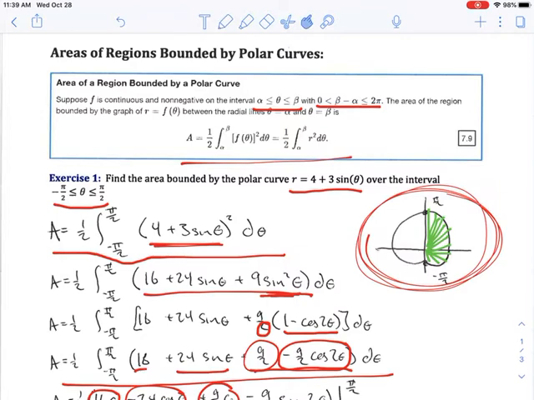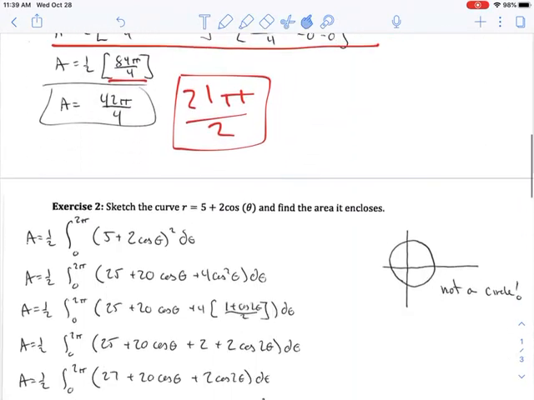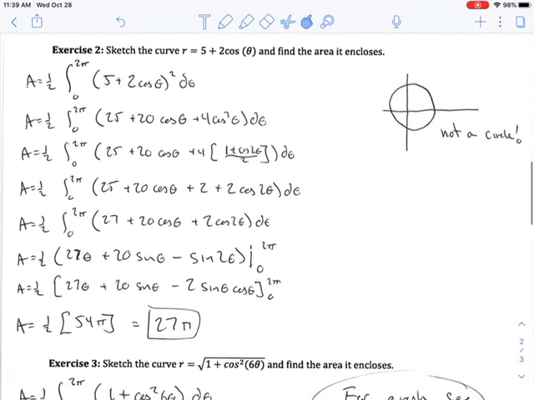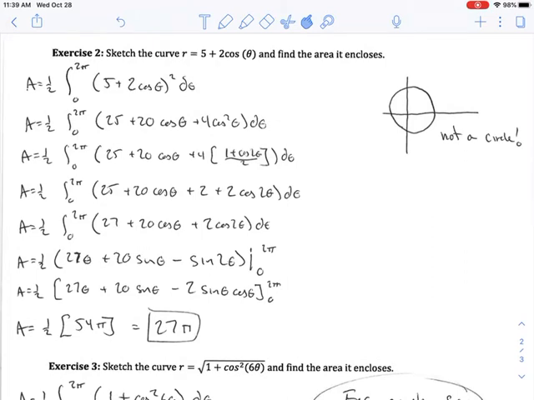The second problem is going to be fairly similar to the first one. This is another type of cardioid, and so it's pretty straightforward. We have our formula. Area is equal to 1/2 the integral from alpha to beta of the polar curve, which is (5 plus 2 cosine theta) squared d theta.